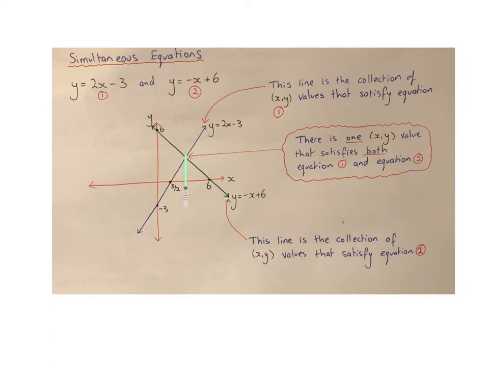Well, note here there's only one point that lies on both lines. That is the intersection point, and that xy value satisfies both of these equations.